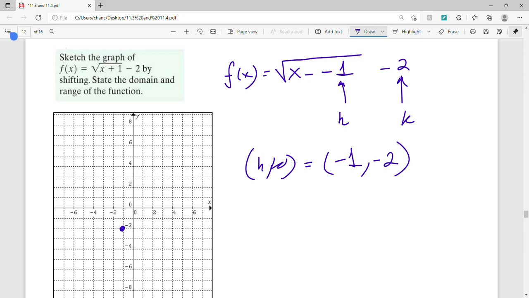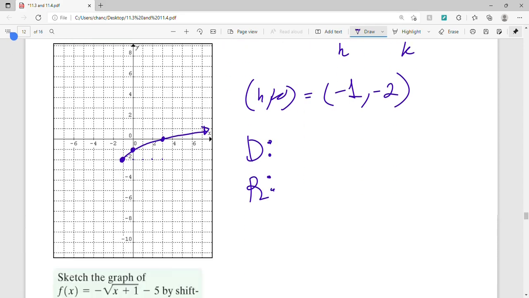And so we're going to go to the right 1, up 1, to the right 4 (1, 2, 3, 4), up 2, and we'll get a nice, smooth square root function. We can now state our domain. Our domain is how far on the graph does this graph go on the x-axis. Well, it goes only to -1, so it goes left to -1. How far to the right does it go? It goes to the right forever. So the domain is -1 to infinity.